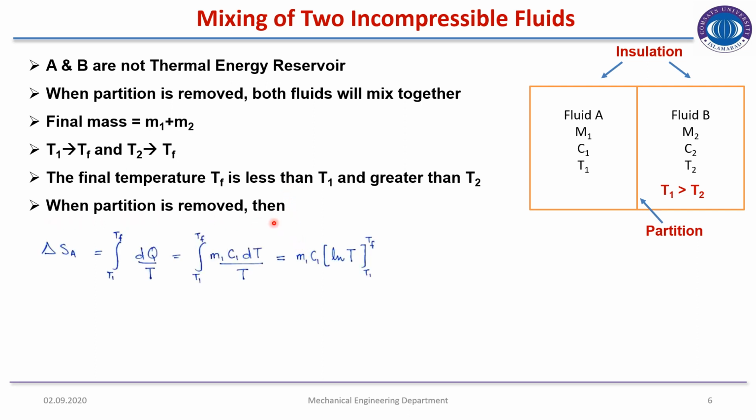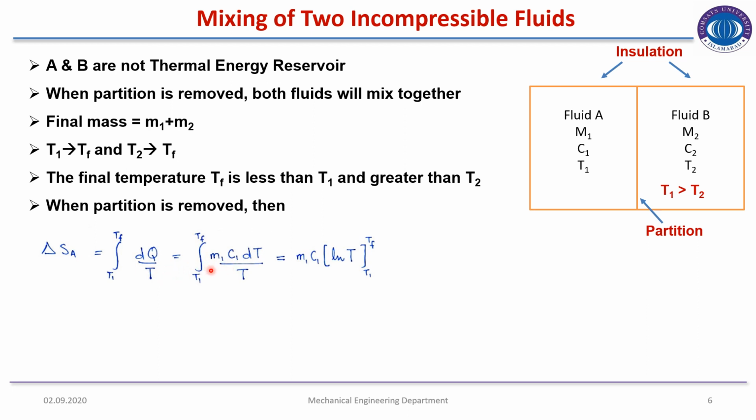So when the partition is removed, there will be a change in the entropy for body A. The change of entropy of fluid A is written by the integration sign from T1 to TF. T1 is the initial temperature and TF is the final temperature for fluid A. So dq by T is the mathematical representation of entropy.